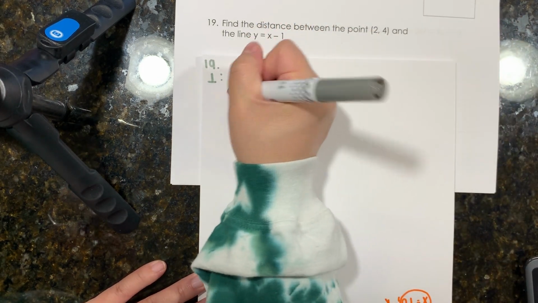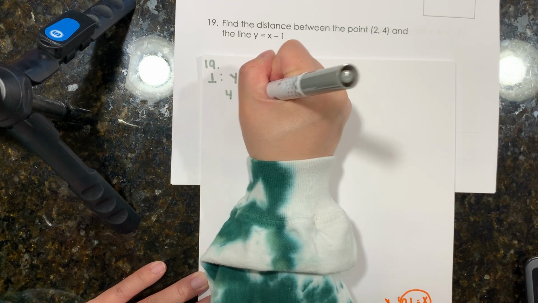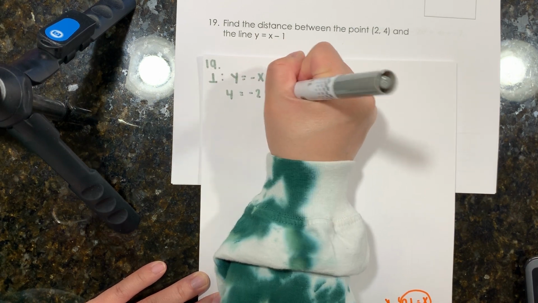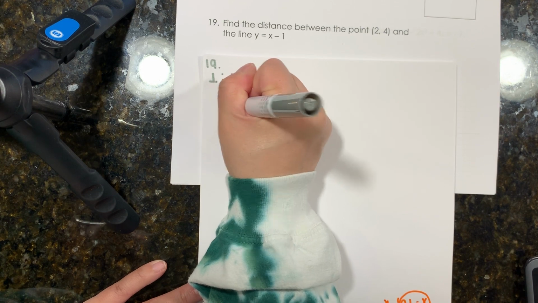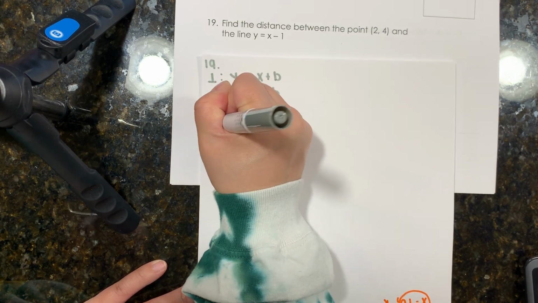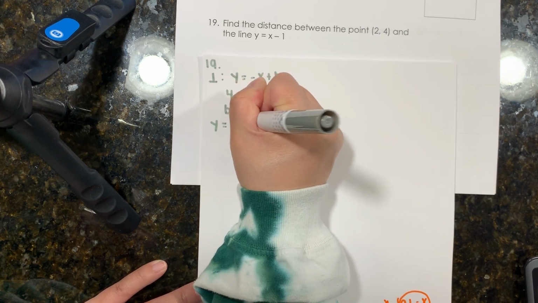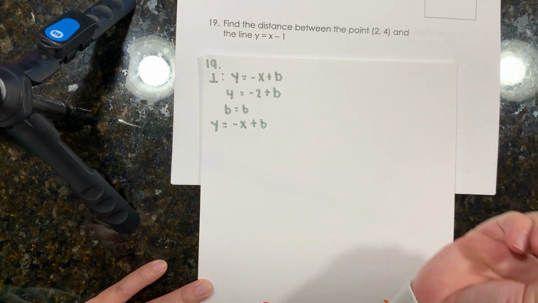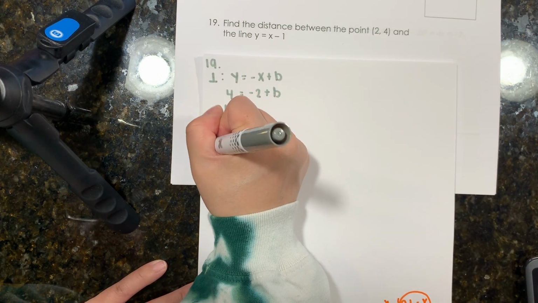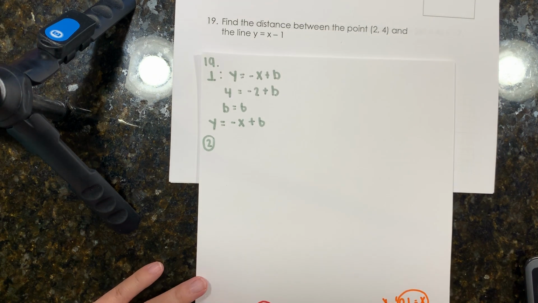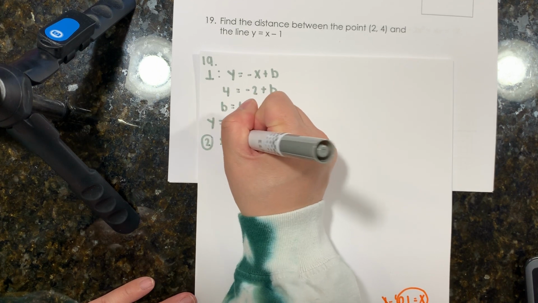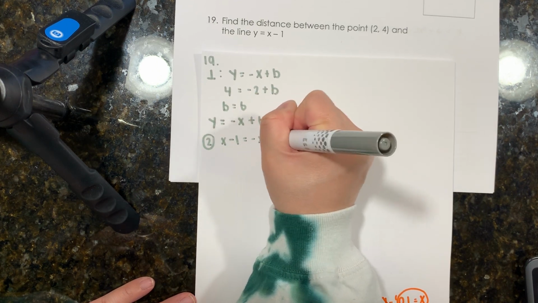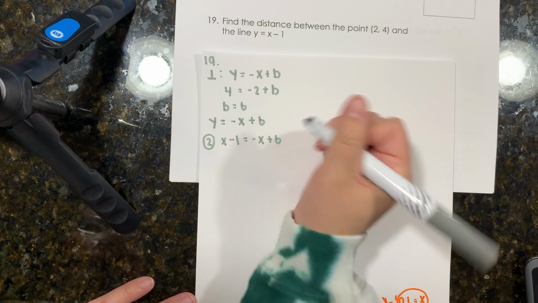I'm going to plug in my point 4 and 2, so that would be 4 equals negative 2 plus b. That means b is equal to 6, which means my perpendicular line is going to be y equals negative x plus 6. Step 2 is to find out where this line and the original line are intersecting. And the way you find that out is by setting them equal to each other. So I'm going to set x minus 1 equal to negative x plus 6.